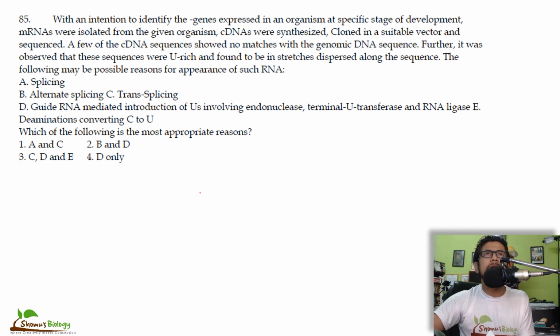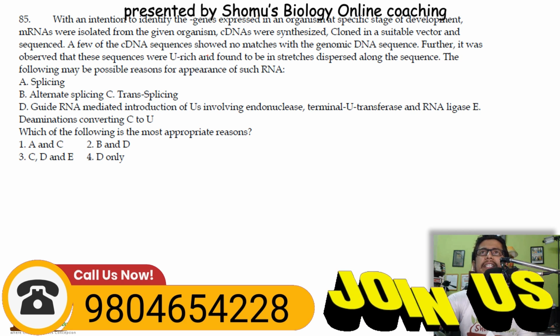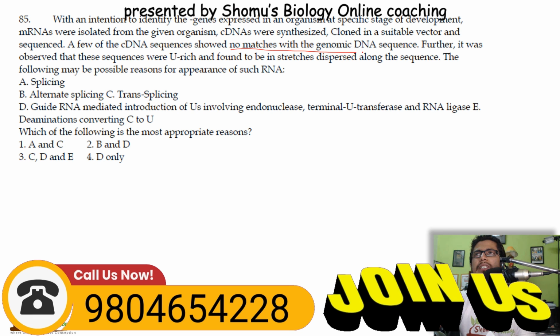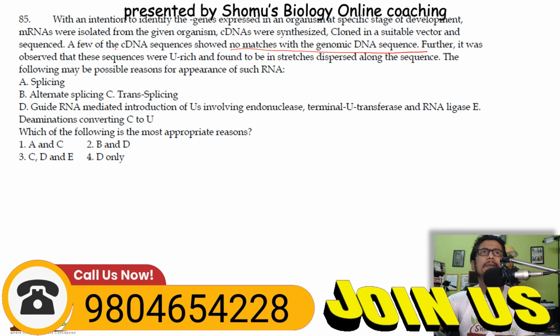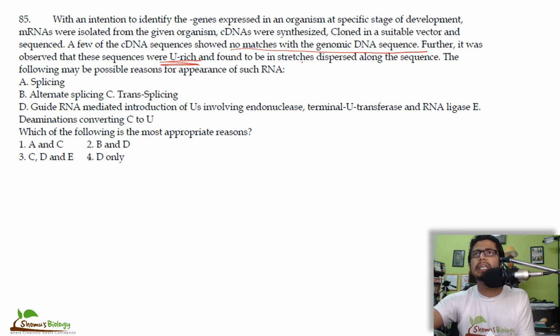Okay, now this one. With an intention to identify the genes expressed in an organism at specific stages of development, mRNAs were isolated from the given organism. cDNAs were synthesized, cloned into a suitable vector and sequenced. A few of the cDNA sequences showed no match with the genomic DNA sequence. Further, it was observed that the sequences were U-rich and found to be in stretches dispersed along the sequence. The following may be the possible reason for the appearance of such RNA.